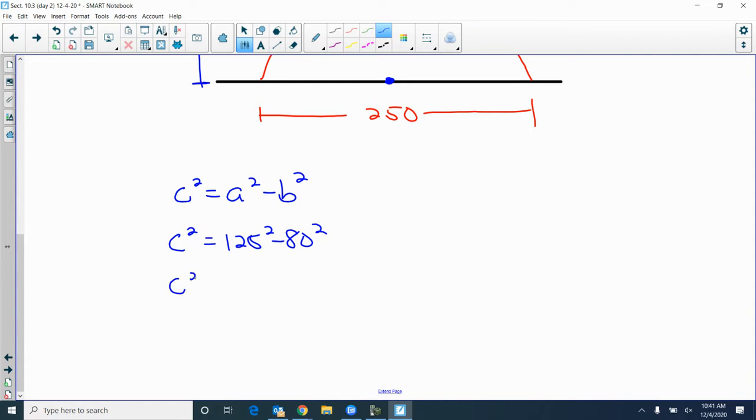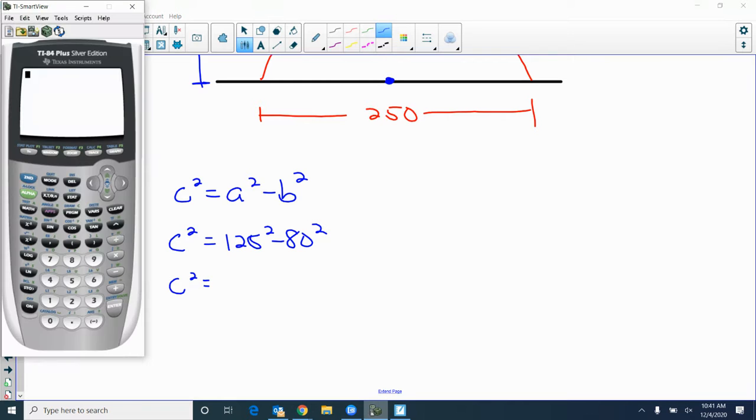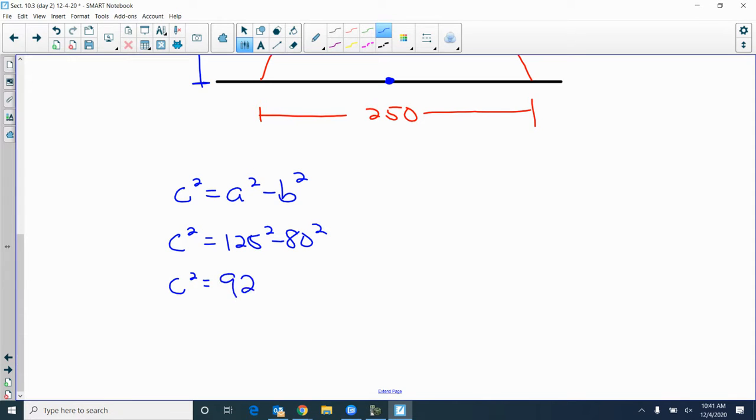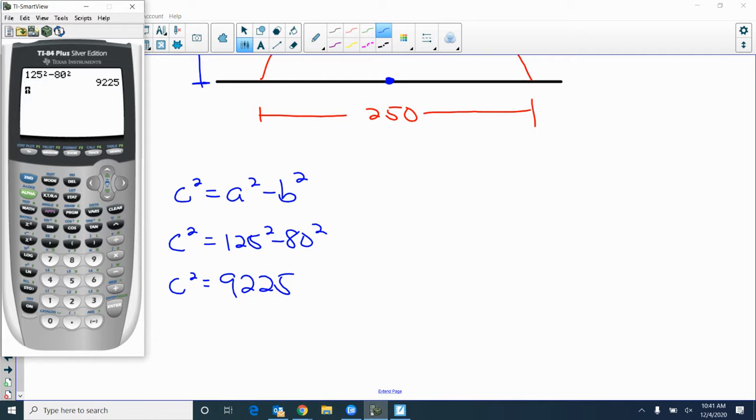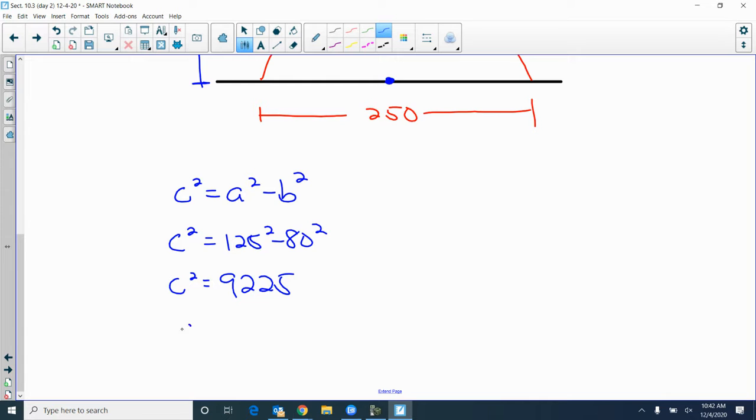And then, what is that, 125 squared minus 80 squared. Okay, 9,225. I don't suppose that's going to be a whole number when I take the square root. 96.0. Let's just use 96.0. C equals 96.0. So how are you going to word your answer?